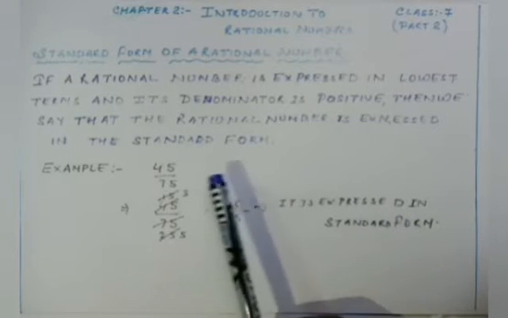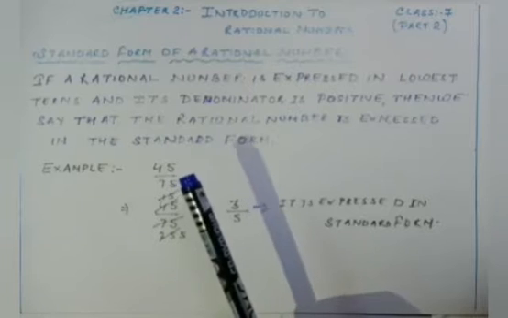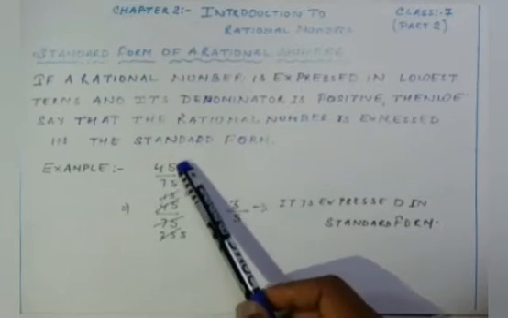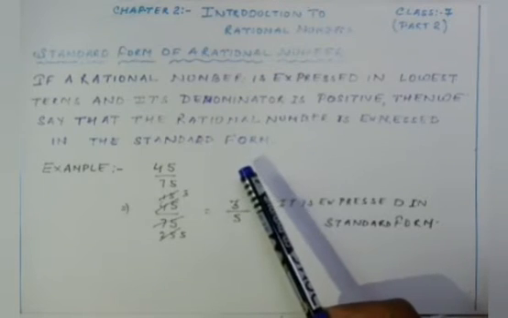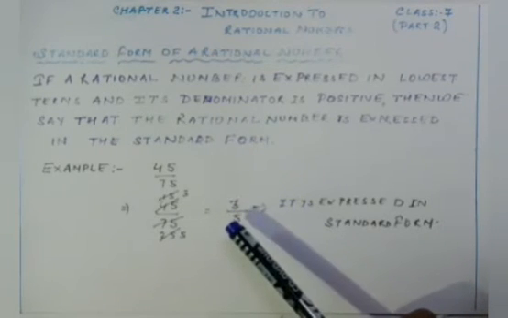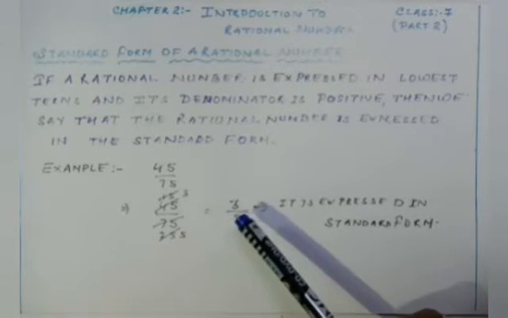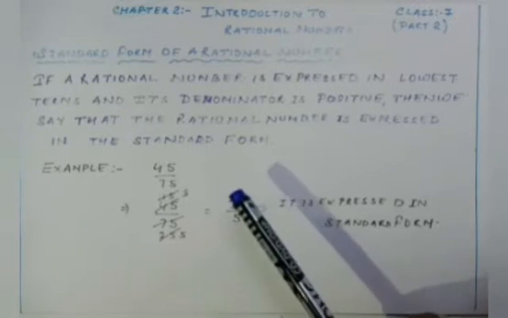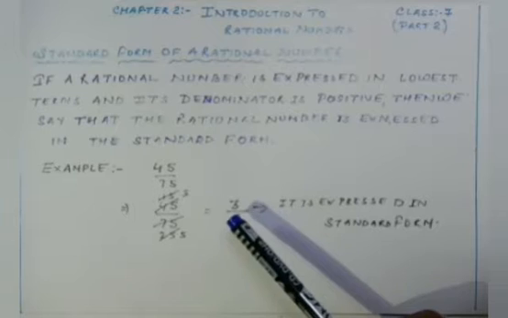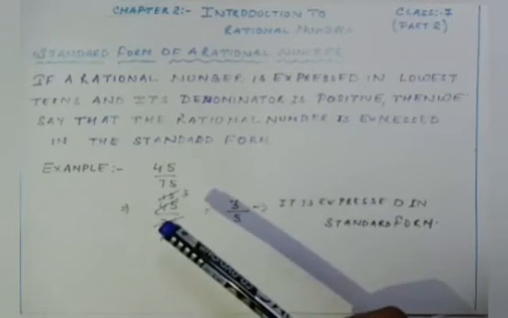So if we have to express any fraction in standard form, first of all we have to convert that fraction to its simplest form, and after that we have to see whether the denominator is positive or negative. If it is negative, we have to convert it into positive, and then only we can express the given fraction in standard form. I hope it is clear to everyone.